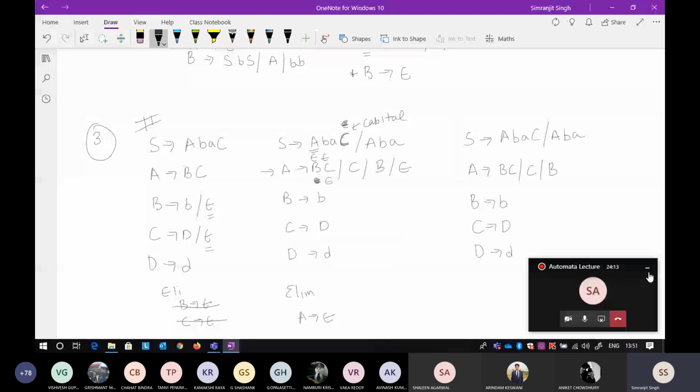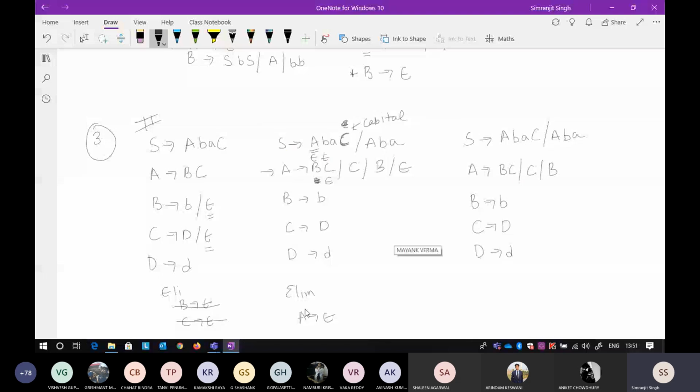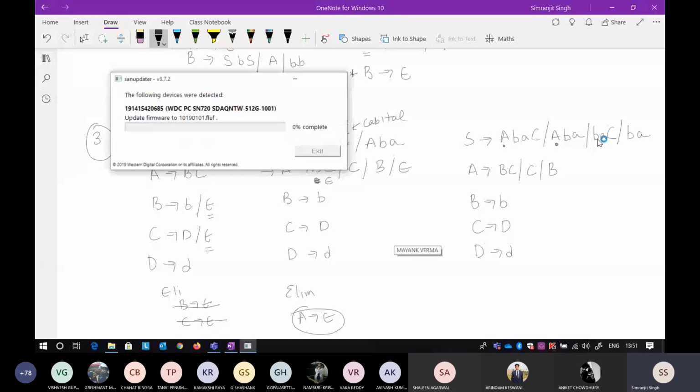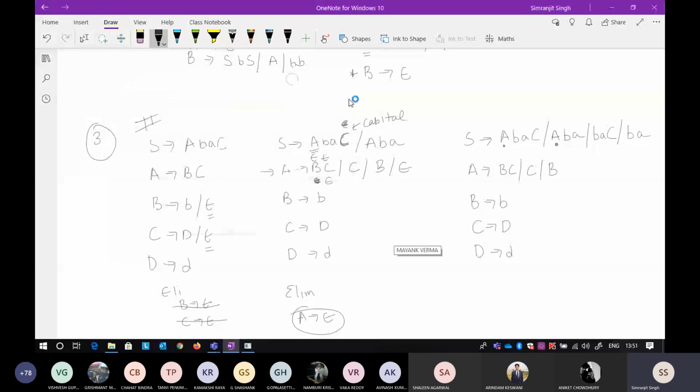Okay, so after that put A equal to epsilon one time. By putting A equal to epsilon, it will become B A C. Okay, so B A C, it's a big C, keep that in mind. Now after putting epsilon in this one, it will become a B. Now in this one there is no problem, there is no A.